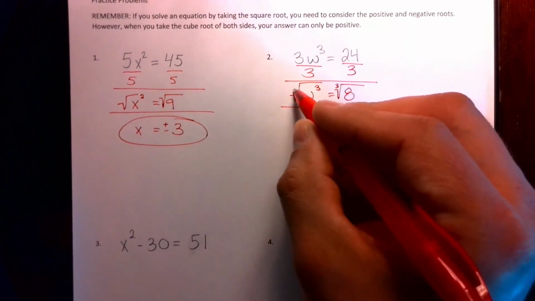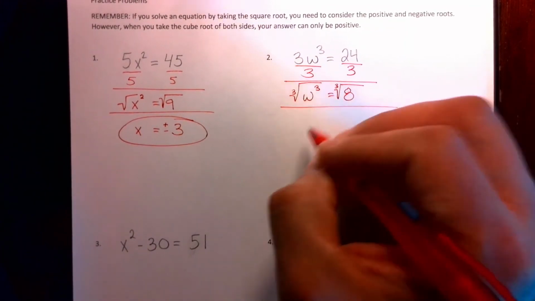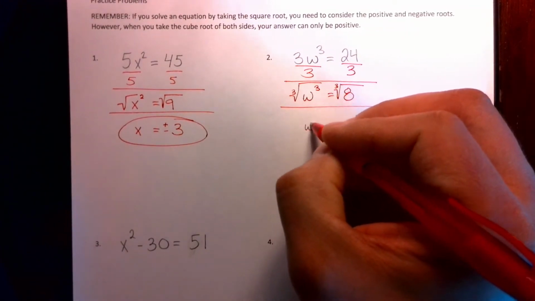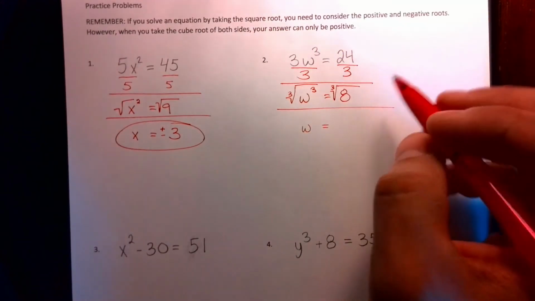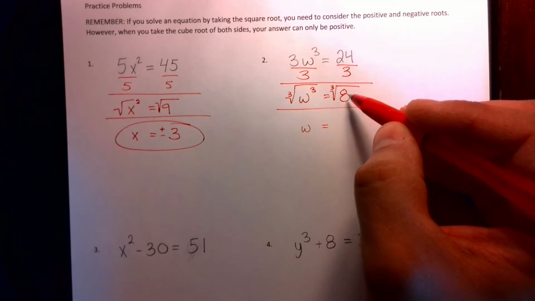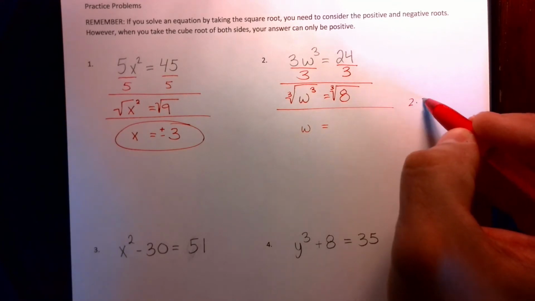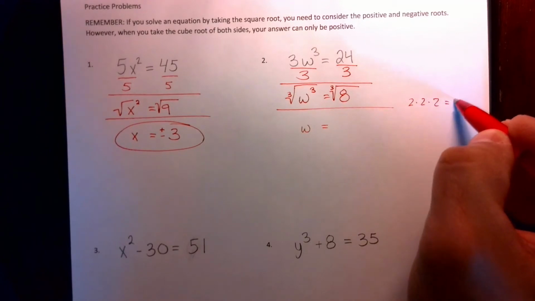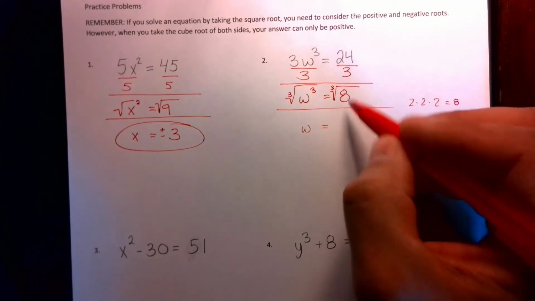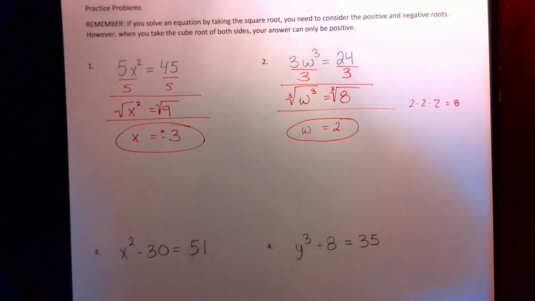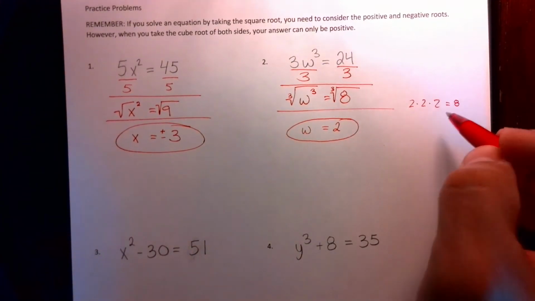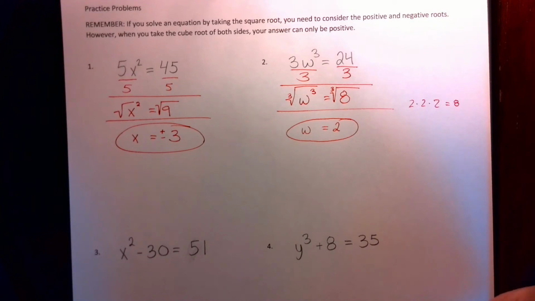The cubed root of w cubed, those are opposites, inverse operations, so that's going to leave me with just w. And the cubed root of 8: what number, when you multiply it by itself 3 times, gives you 8? Well, that's 2, right? 2 times 2 times 2 equals 8. So the cubed root of 8 is 2. And those are definitely a little bit harder. That's why it's good to remember the ones that I put in your notes for cubed roots.